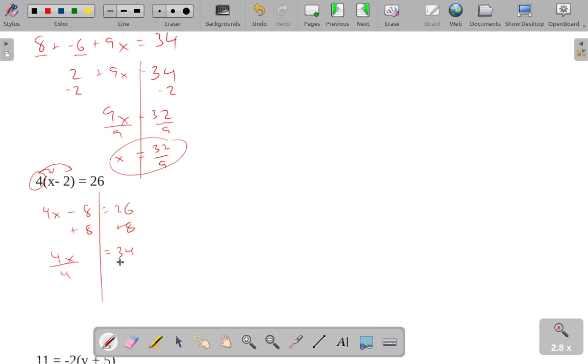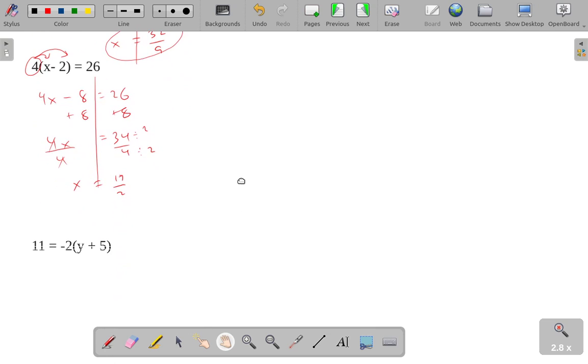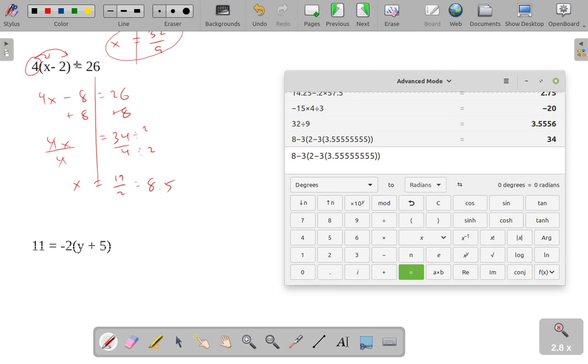Divide both sides by 4. This gives me x equals 34 divided by 4. Looks like there's a common factor of 2 that I can cancel, giving me 17 over 2. I might call that 8.5, especially if I'm plugging it into the calculator to check my work here. 4 parentheses 8.5 minus 2. Close the parentheses. This should give me 26, and it does.